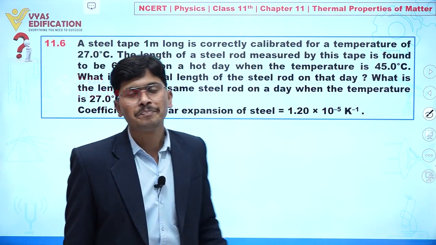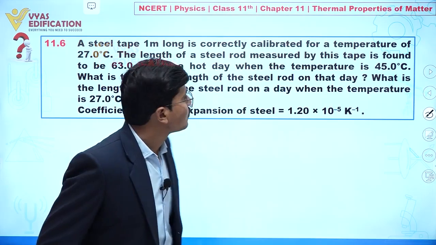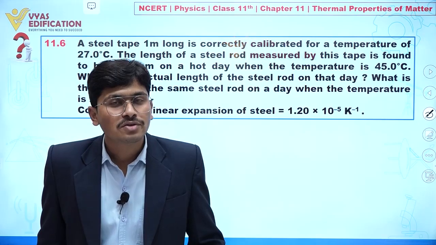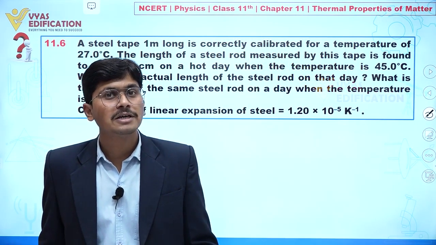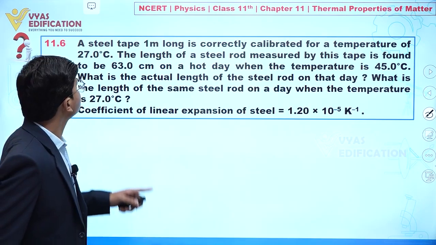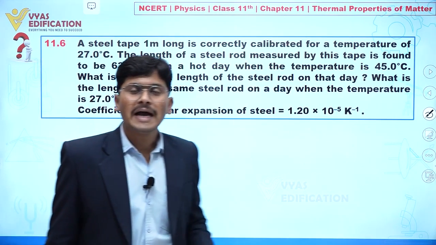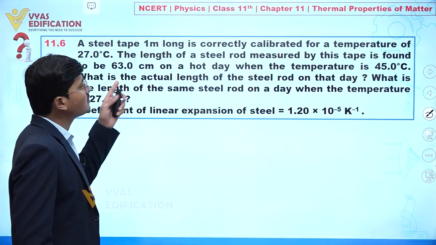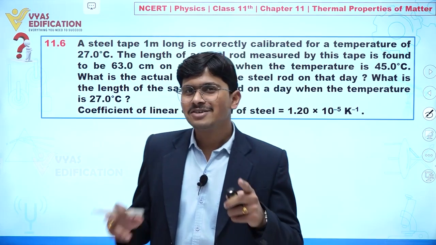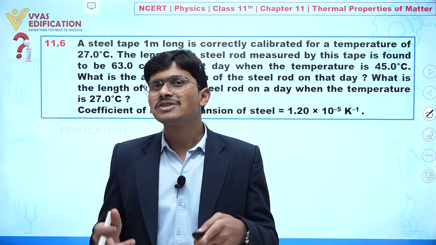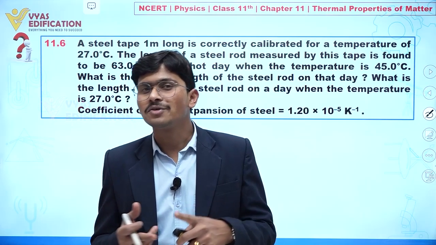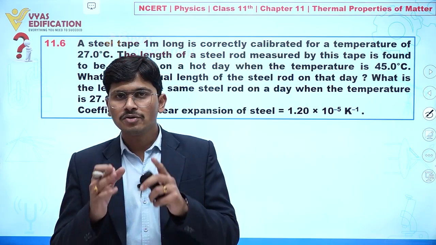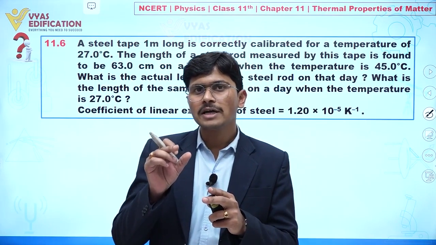Now listen very carefully. If you observe, from 27 degrees Celsius to 45 degrees Celsius the temperature is increasing. Whenever temperature is increasing, definitely there will be some expansion taking place in the steel tape, clear. And it is given that the length of the steel rod measured is equal to 63 centimeter. It means the actual length of that rod will definitely be more than 63, yes or no? Are you able to relate this condition to what I am saying?